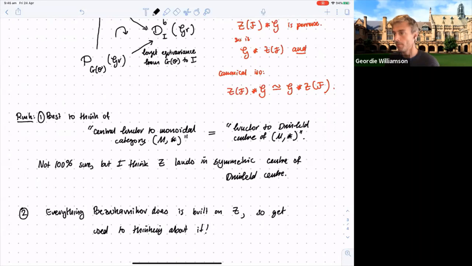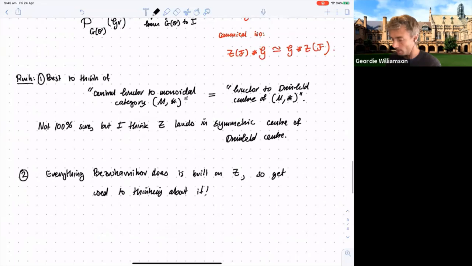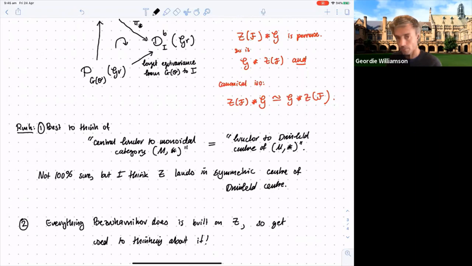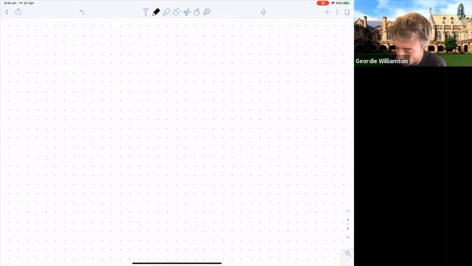Okay. So now, I want to give an extended example. Are there any questions based on this? So now we have the extended example, which will probably take me the rest of the lecture.